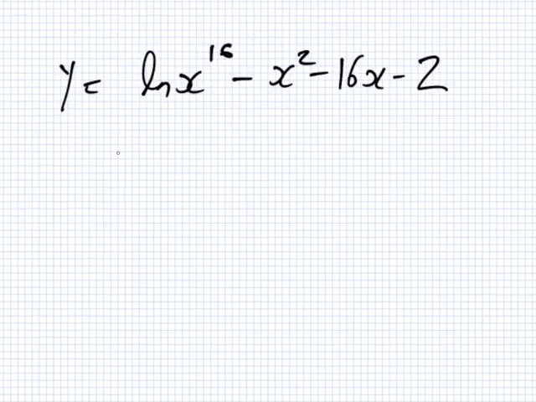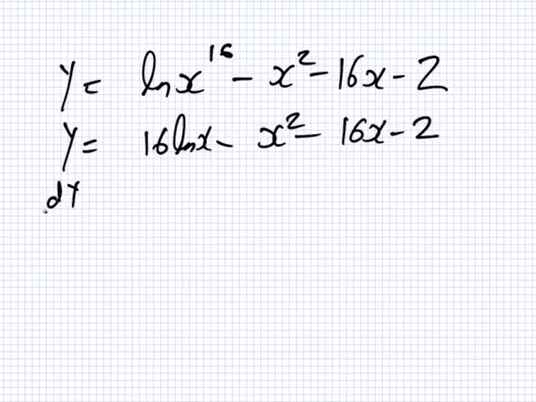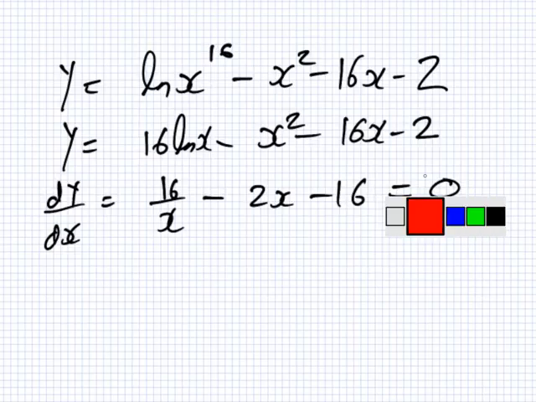So, before I start, I should change this into 16 log x minus x squared minus 16x minus 2. Now I calculate the derivative. What will this be? 16 over x minus 16 equals 0. Now, I should point out, of course, that x is not allowed to be 0 because we have a log here.